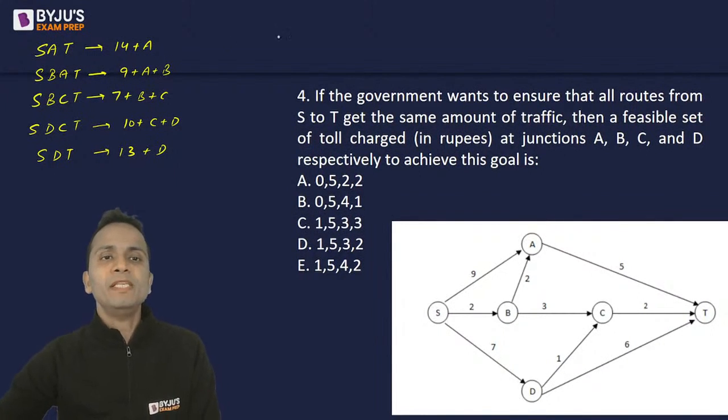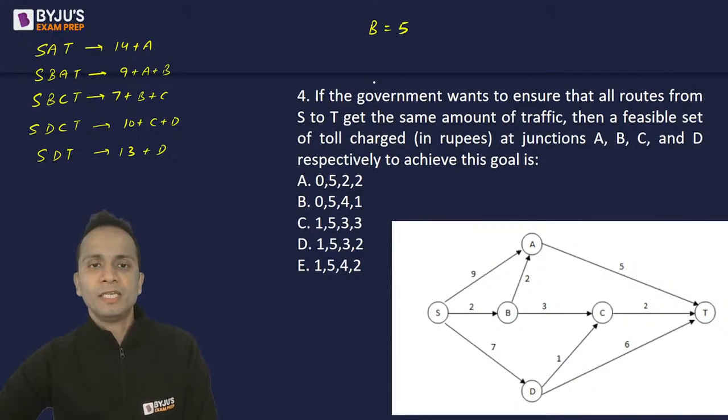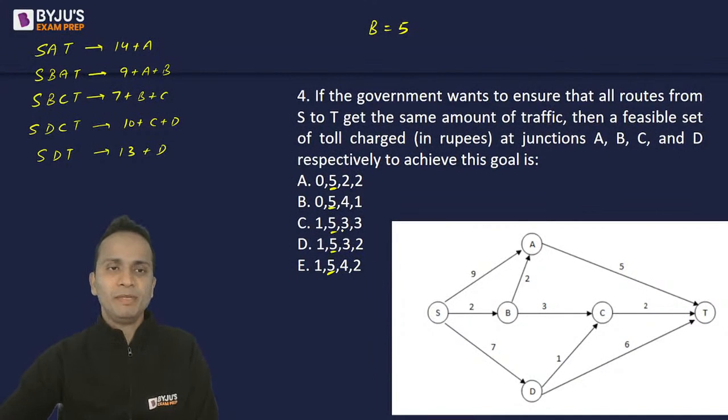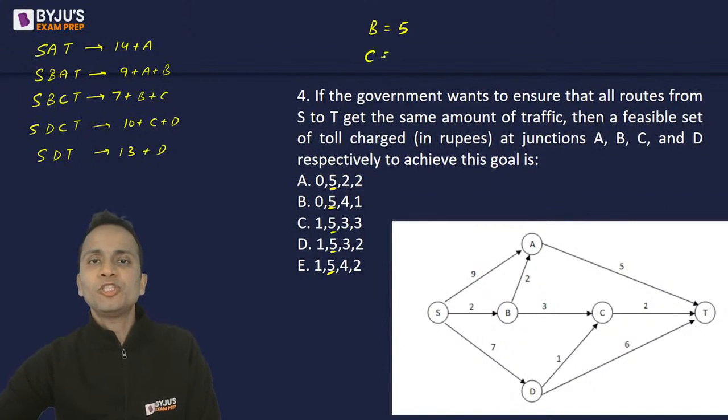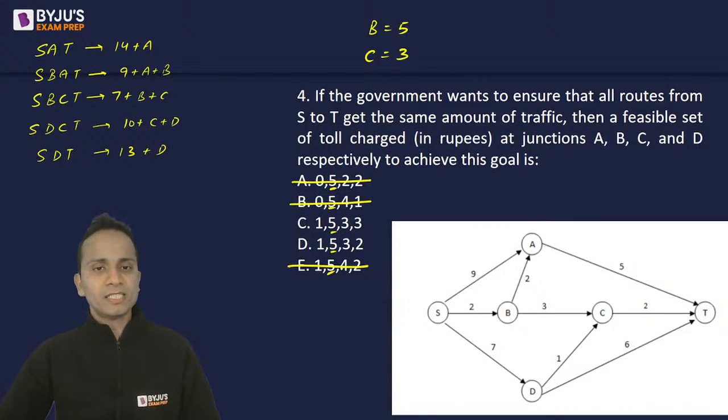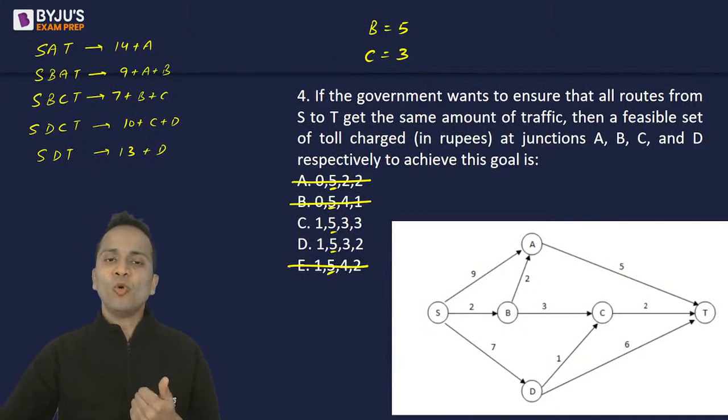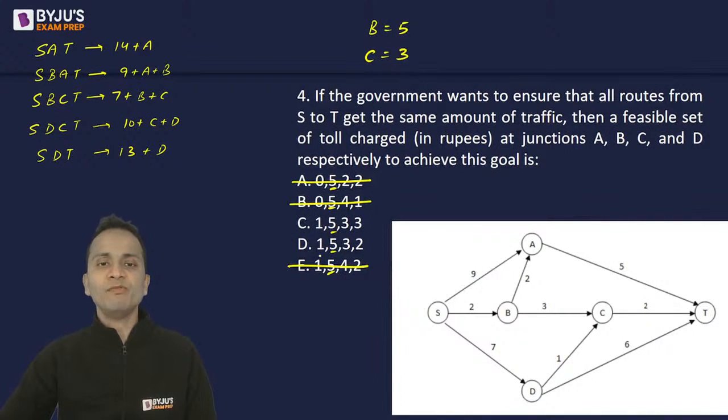So the value of B should be 5. Okay, value of B is 5 in all the 5 options. So none of them can be eliminated. Look at the last two routes. Value of C should be 3. Then only they will be equal. So C should be equal to 3. And I will eliminate the options in which C is not equal to 3. I could eliminate 3 options. Now I'm left with only 2 options, 153, 153. The only difference is in the value of D.